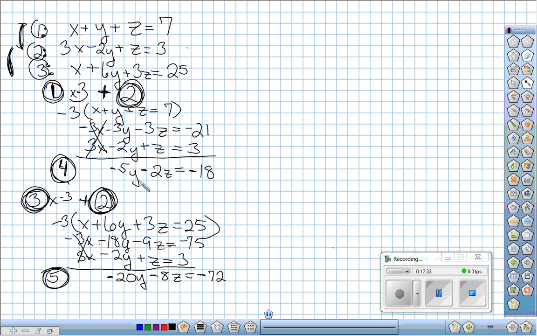And then I'm going to solve equation 4 for y. So I'm just making a little note to myself: solve 4 for y. And that's just to get it into a form that we're used to actually seeing. So I have negative 5y minus 2z equals negative 18. I'm going to add 2z to both sides.